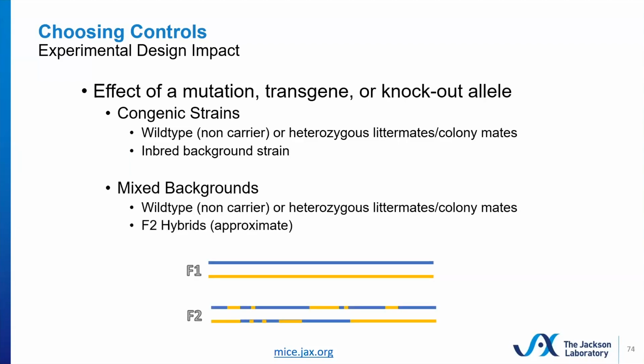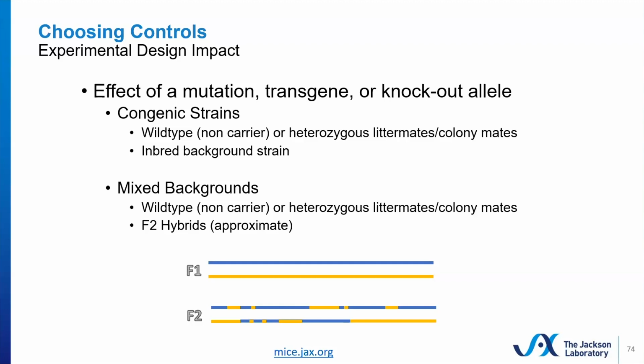But what if you're using a strain that has a mixed background? Wild-type or heterozygous littermates or colony mates are going to be the most accurate representation of the strain background. In some cases, you may be able to use an F2 hybrid as well. Typically, F2 hybrid strains are used when there are two background strains present in your mutant strain.